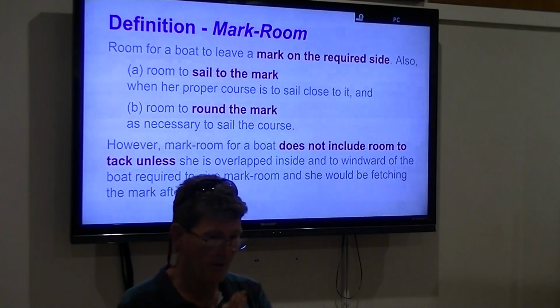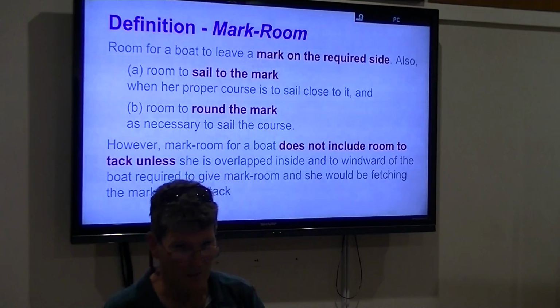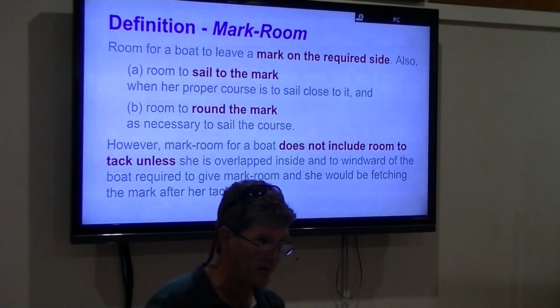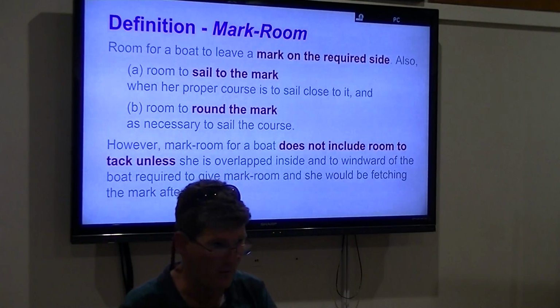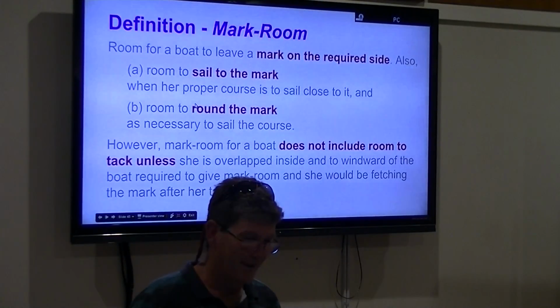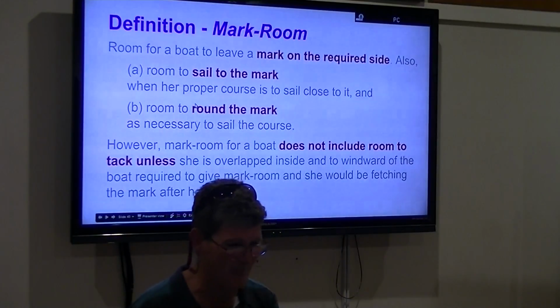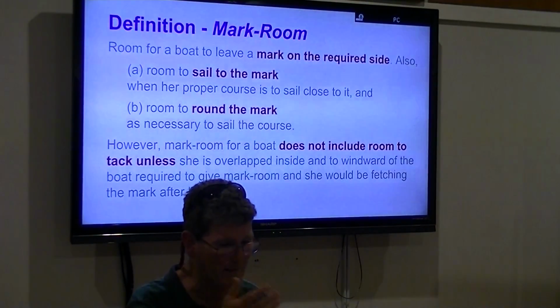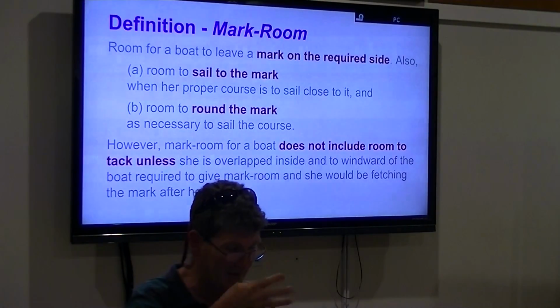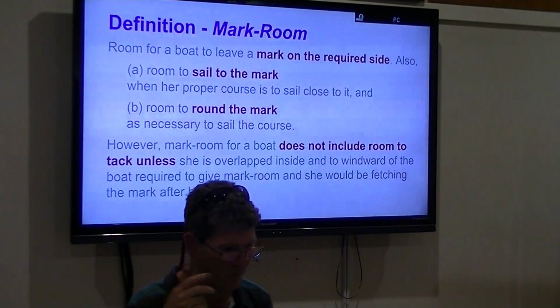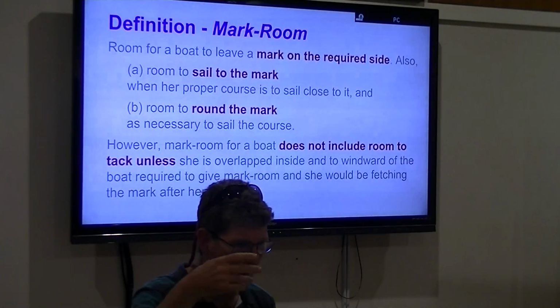Okay, so you've worked out that Rule 18 applies, you've worked out you've got your overlap, so you do mark room. What does mark room mean? Mark room, it's defined, it's quite a big definition, and it involves 4 basic things, and these have become quite important in a second with the new rule. I'll read them out of order.